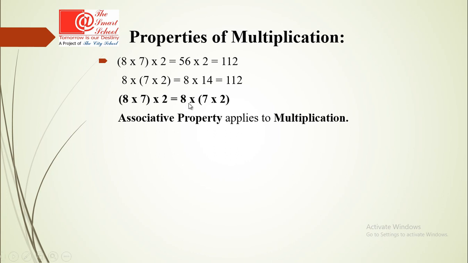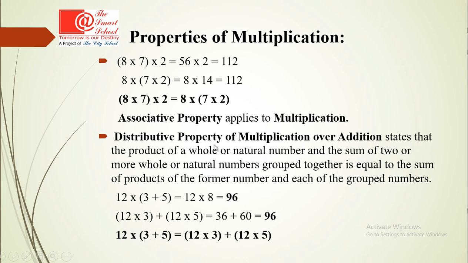Now we will check on associative property. So 8 multiplied by 7 inside the bracket, multiplied by 2, is equal to 56 multiplied by 2, and the answer is 112. And if we do 8 multiplied by inside the bracket 7 and 2, it is equal to 8 multiplied by 14, and the answer is 112. So it means 8 multiplied by 7 inside the bracket multiplied by 2 is equal to 8 multiplied by inside the bracket 7 multiplied by 2. So the associative property applies to multiplication.